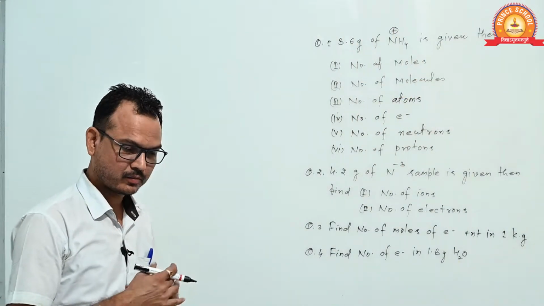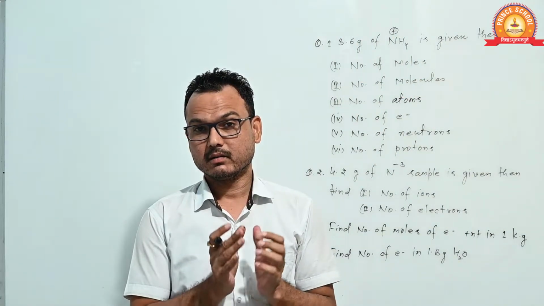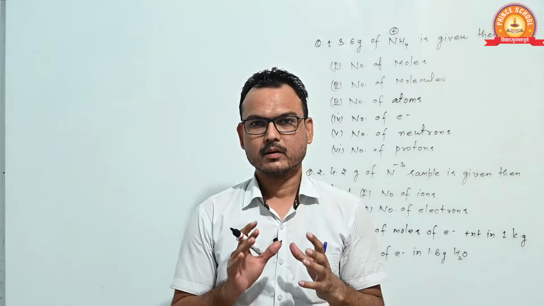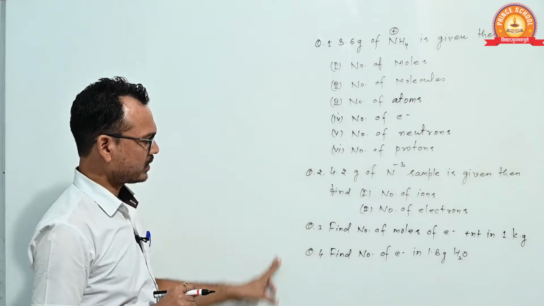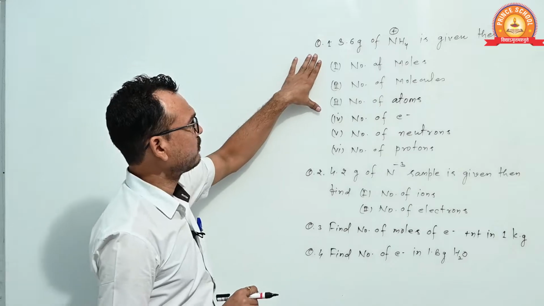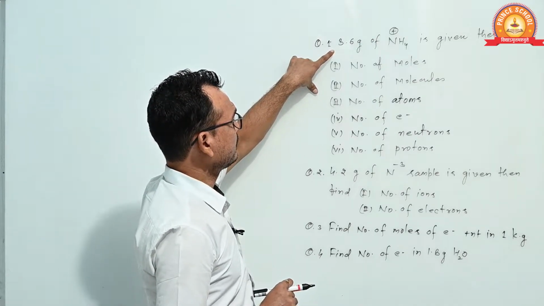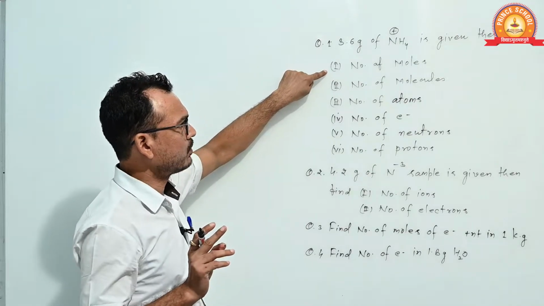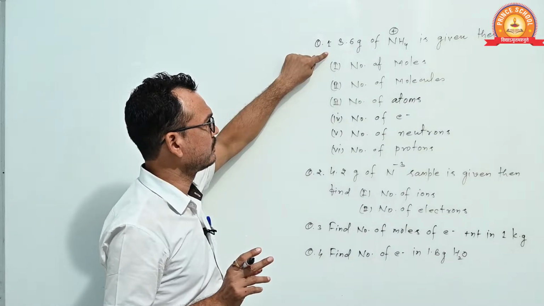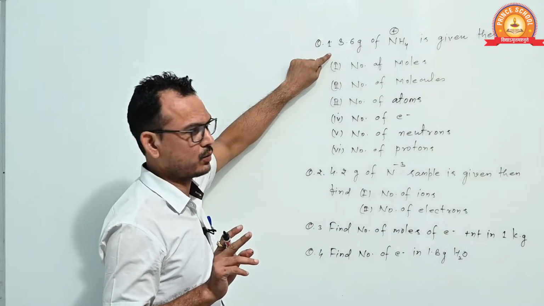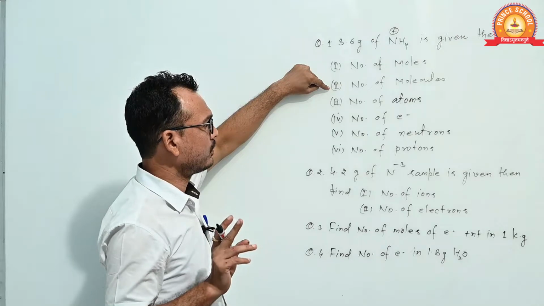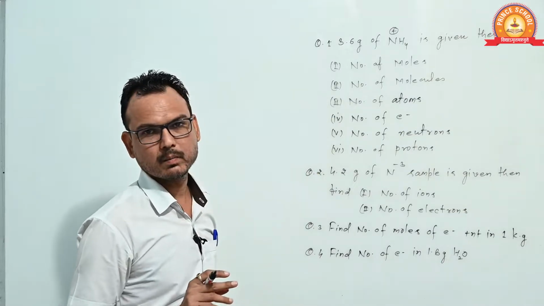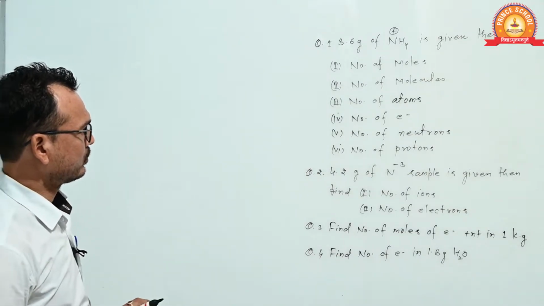Hello everyone. We are going to study the mole concept, and we consider two types of questions on the mole concept. The first question: 3.6 gram of ammonium ion is given, then find the number of moles of NH4 plus in 3.6 gram of NH4 plus. The second one is the number of molecules, number of atoms, number of electrons, number of neutrons and number of protons. Let's solve this question.